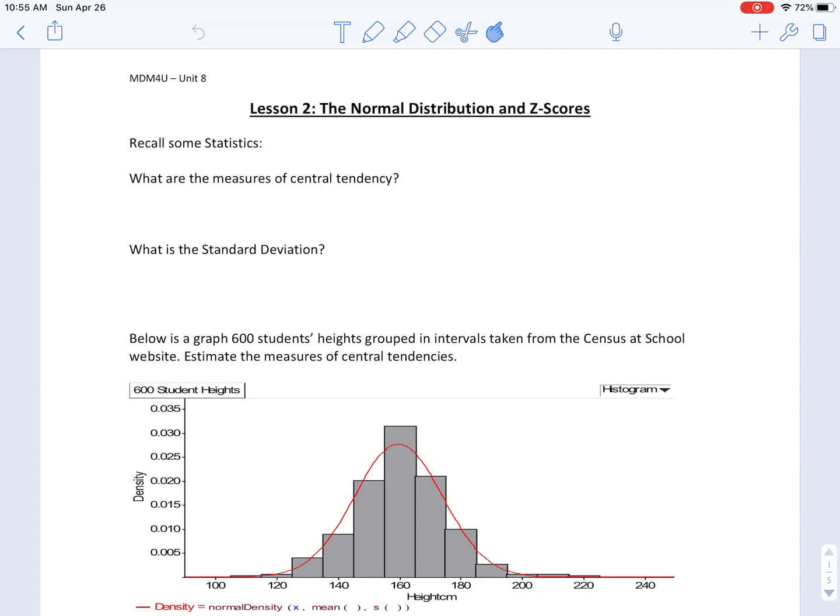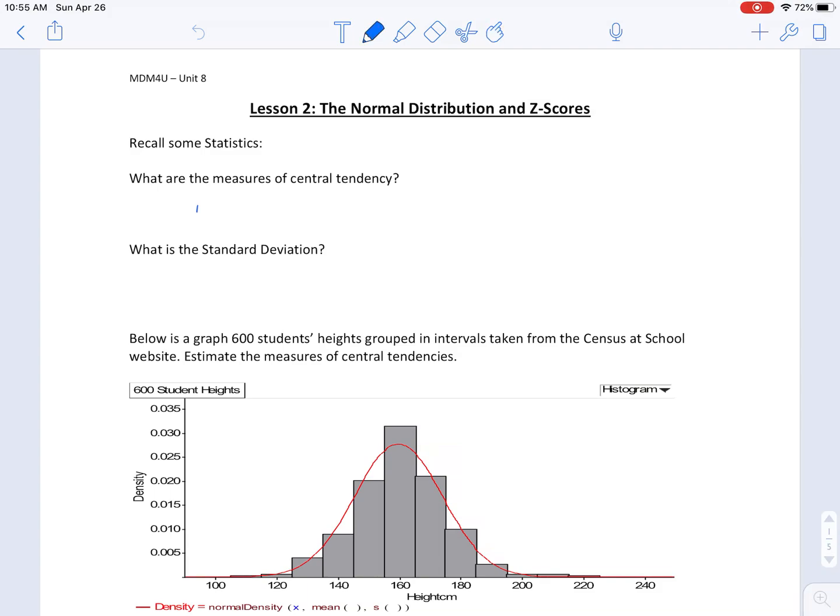I think this topic is maybe one of the most interesting topics to do in the whole year, and it connects a bunch of different things, and it will be really important for your stats class when you're in first year university or second year university. So just a few things to go through before we get to what we're going to talk about, which is the normal distribution and z-scores.